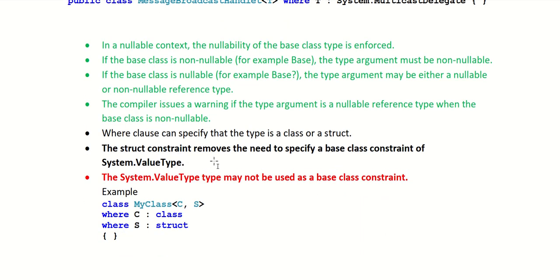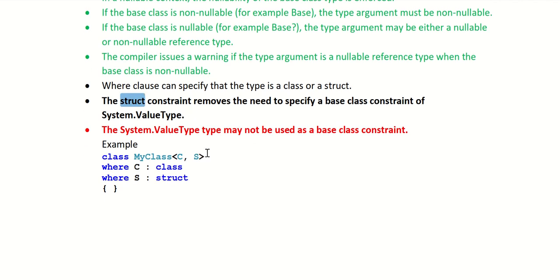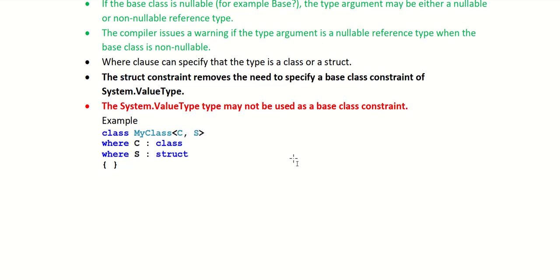The struct constraint removes the need to specify the base class constraint of System.ValueType, as I already specified. As C# doesn't allow you to use System.ValueType in generic type constraints, you can basically make use of the keyword struct. The System.ValueType may not be used as a base class constraint. One example: class MyClass of C comma S, where C is a class, S is a struct.